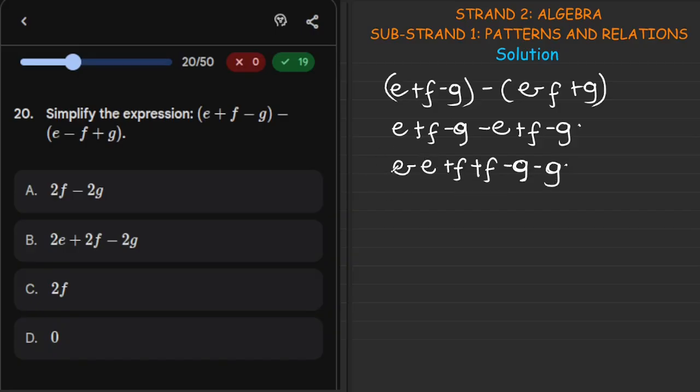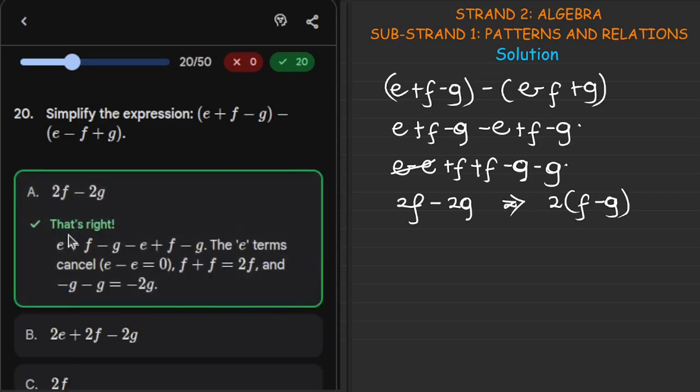Simplifying further, we have this e giving us 0. Then f plus f gives us a 2f. And then negative j minus j, on the other hand, gives us a negative 2j. This is our answer. If you wanted to factorize, you can rewrite it as 2 into bracket f minus j. But looking at our answer, we just settle on this without it being factorized.